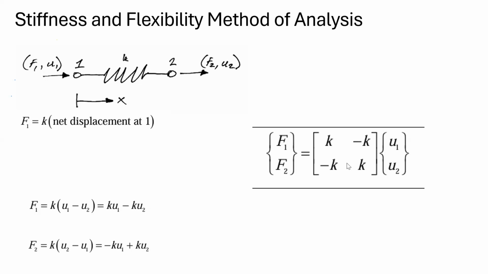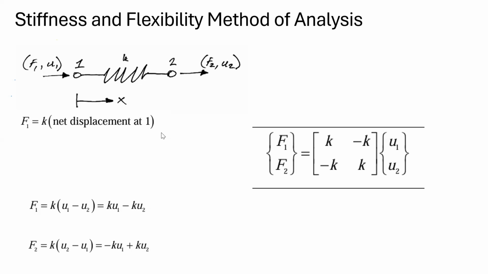We will arrange these two equations in a compact matrix form. On the left, F1 and F2. K is a constant. I will arrange K in such a way that U1 and U2 get alternate signs: K, minus K, minus K, K, times U1 and U2. In this equation, we know F1 and F2, and we are obtaining the values for U1 and U2. This is called the stiffness method.